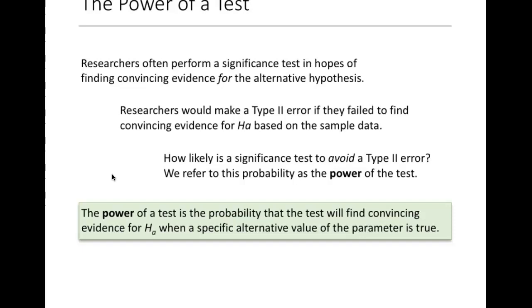Okay, so this is a definition you need. The power of a test is the probability that the test will find convincing evidence for the alternative when a specific alternative value of the parameter is true.